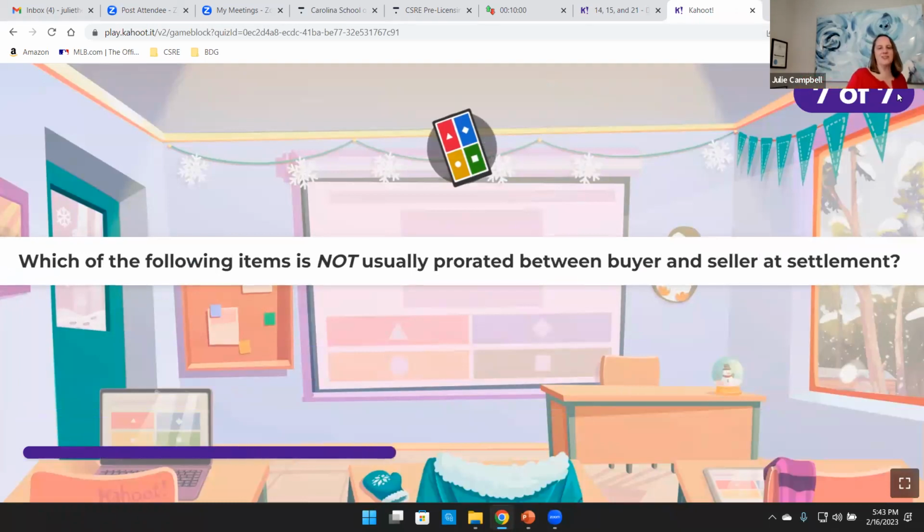Which of the following items is not usually prorated between buyer and seller at settlement?